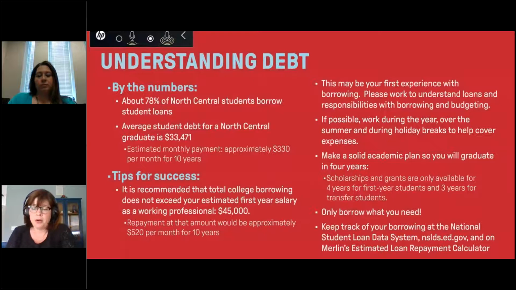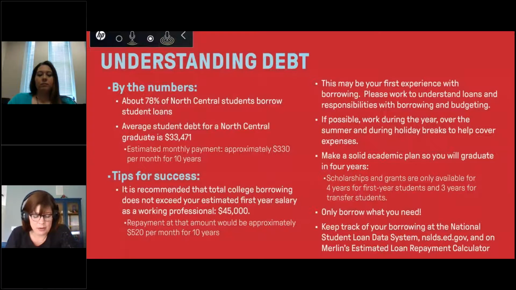We only want you to borrow what you actually need. It's not a good practice to get into borrowing excess funding for living expenses or spending money. We really want you to be cognizant of what you're borrowing and be conservative with what you borrow. It is also good to plan accordingly and keep track of your borrowing.